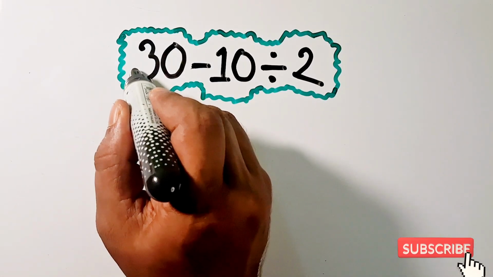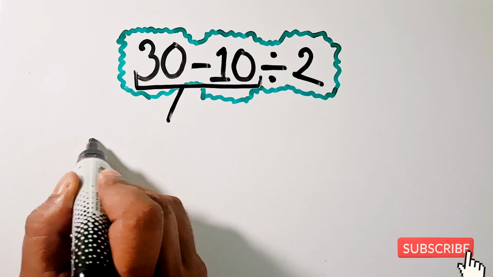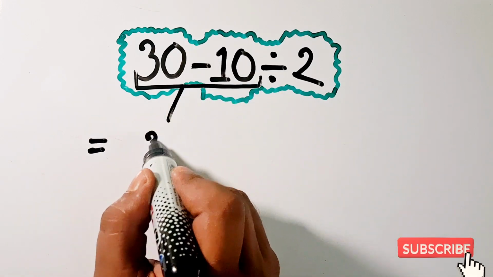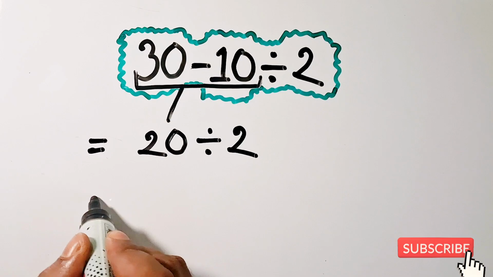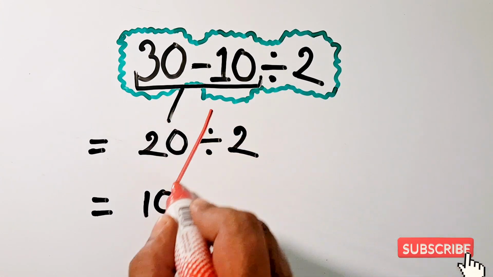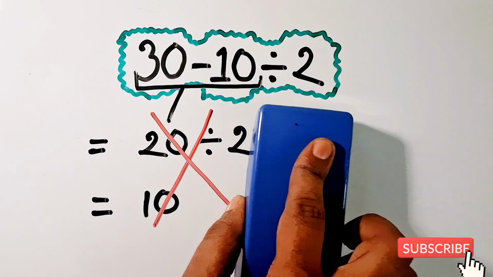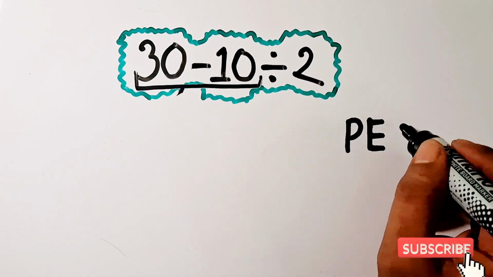Hello guys, another simplification problem. First we will do 30 minus 10 is equal to 20, divided by 2 is equal to 10. But it is totally wrong because we didn't follow the PEMDAS rule or BODMAS rule.